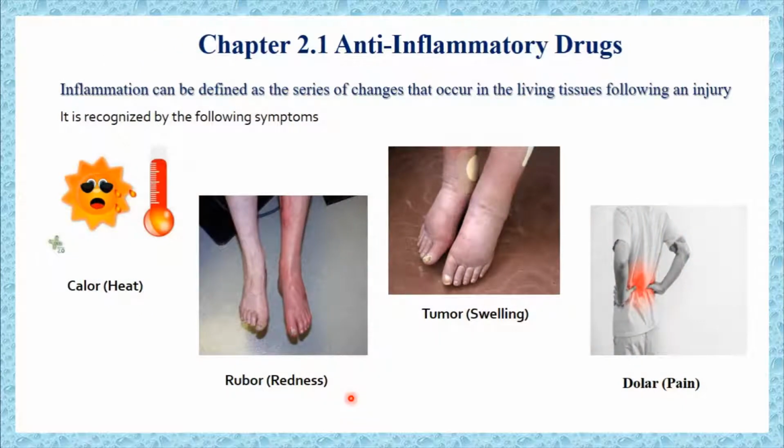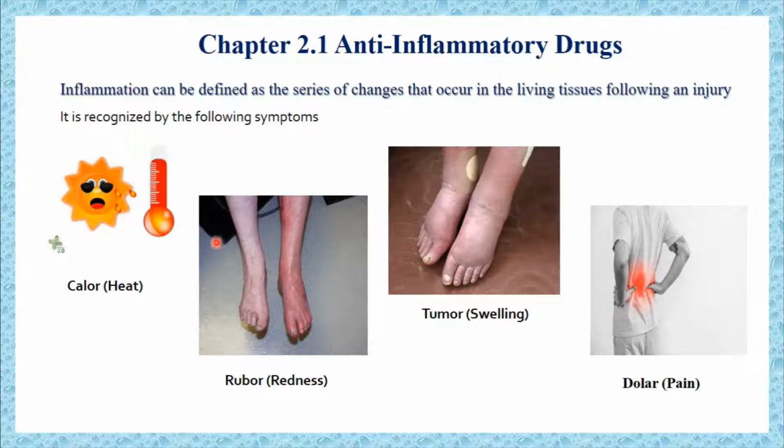So students, today we are going to learn a very important chapter, that is 2.1, anti-inflammatory drugs. Before that, we'll see what is inflammation. Inflammation can be defined as the series of changes that occur in the living tissue following an injury, that is called as inflammation, and it is recognized by the following symptoms.